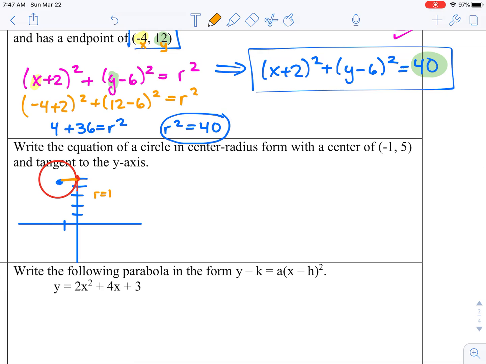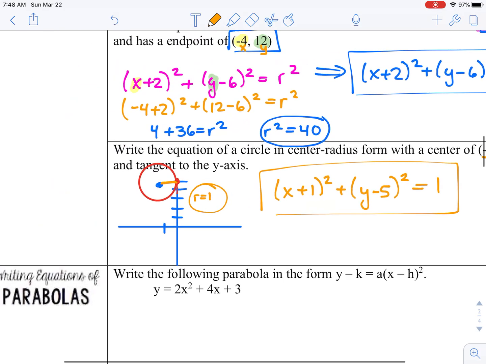Putting it in our equation then, we'll have x, take the opposite of your x-coordinate, which is +1. And then we're going to take the opposite of our y-coordinate. And our formula says r squared. If r is 1 and we square it, we still are at 1.